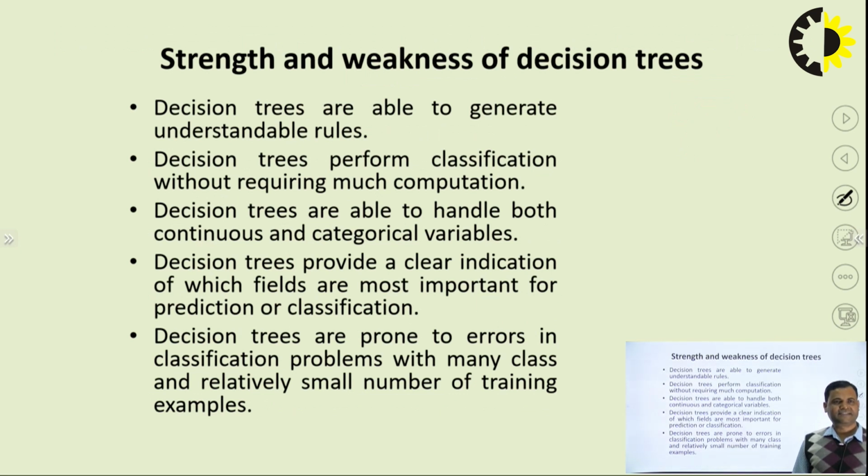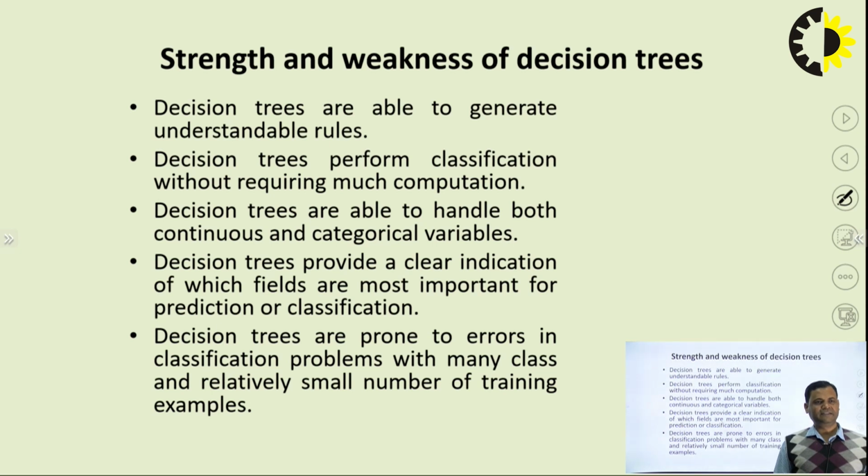So what are the strengths and weaknesses of the decision tree? Decision trees are able to generate understandable rules. Decision trees perform classification without requiring much computation, because the basic approach of the decision tree is based on the human approach, on how human beings take decisions in certain situations. That kind of human thinking is also involved in the decision tree.